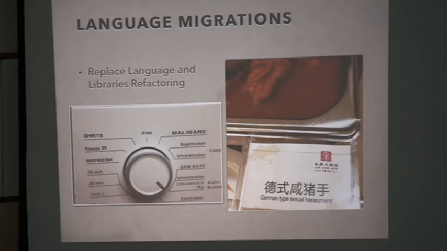And for those who can't see some of the things here, you can see on the left you have the washing machine where you can wash your malware, but on the right you have the German type sexual harassment as a dish.